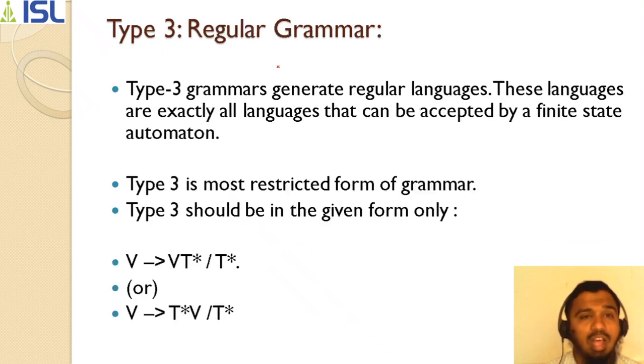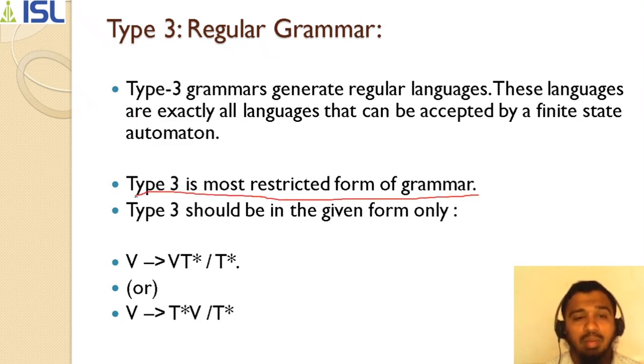Okay, and the last one is type 3. Type 3 is a regular grammar. Type 3 grammar generates regular language. These languages are exactly all languages that can be accepted by a finite state automata. Type 3 is the most restricted form of grammar.